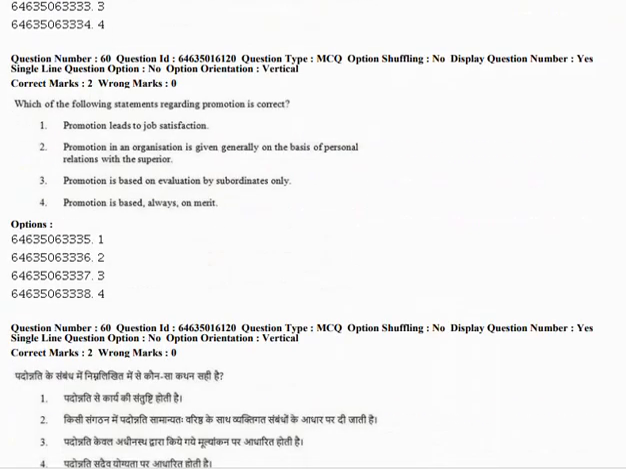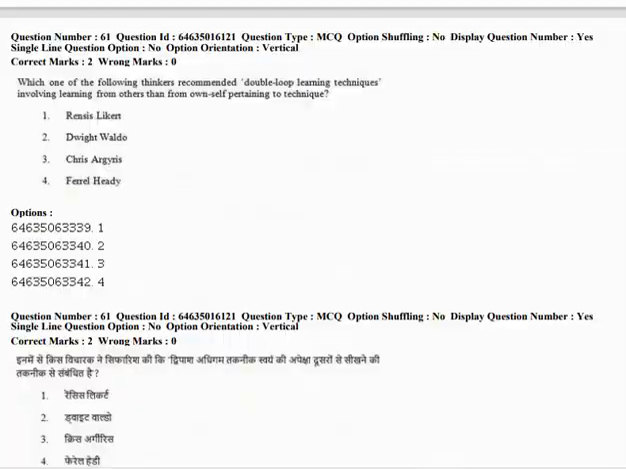Question number 60. Which of the following statements regarding promotion is correct? Promotion leads to job satisfaction. Promotion in an organization is given generally on the basis of personal relation with the supervisor. No. Promotion is based on evaluation of subordinates only. No. Promotion is based always on merit. No. Option number 4.